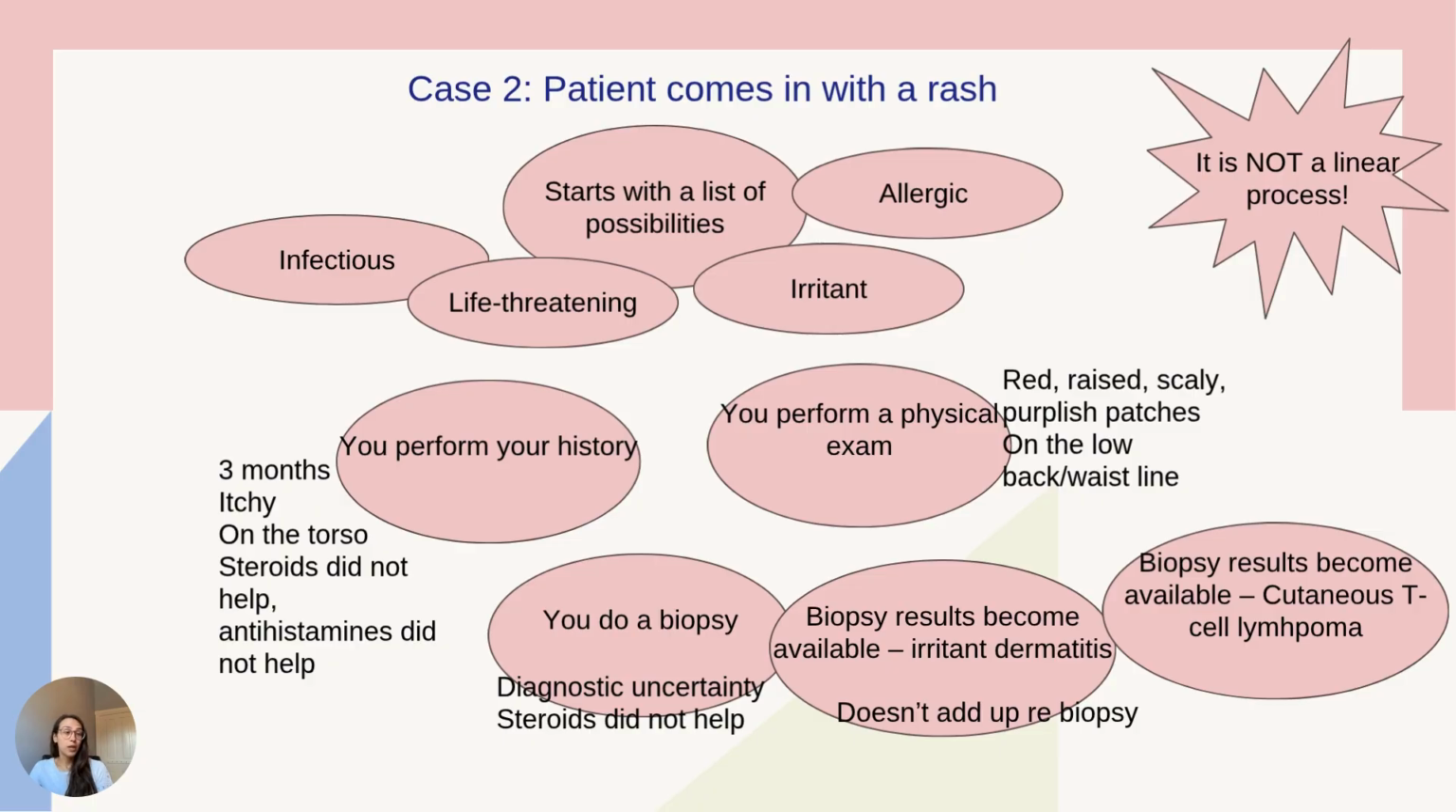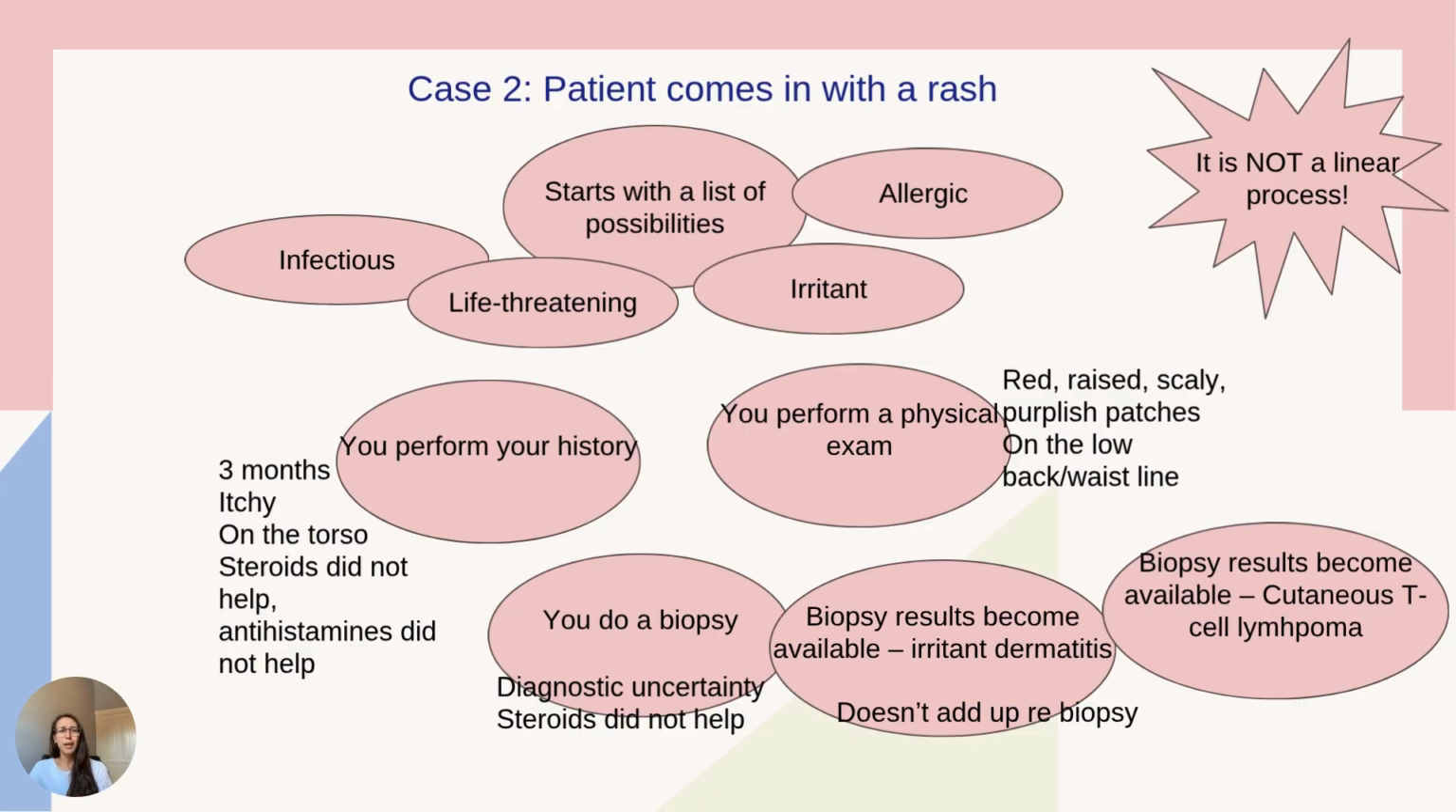So, with the history, I learned that it's been 3 months of this rash. It's itchy. They've tried steroids, they've tried antihistamines, nothing's helping. It's mainly on the torso and the back. On the physical exam, I see that it's kind of a raised red, scaly, purplish, patchy rash, low on the waistline and on the back.